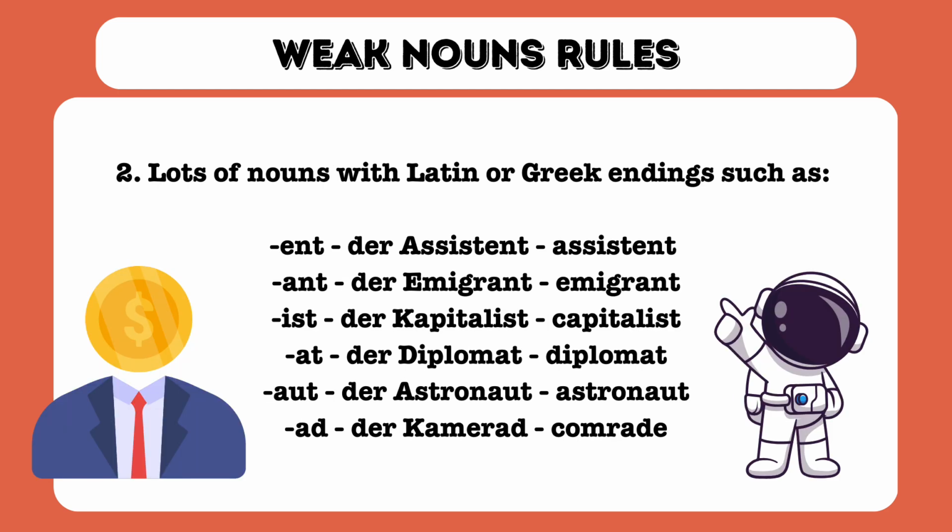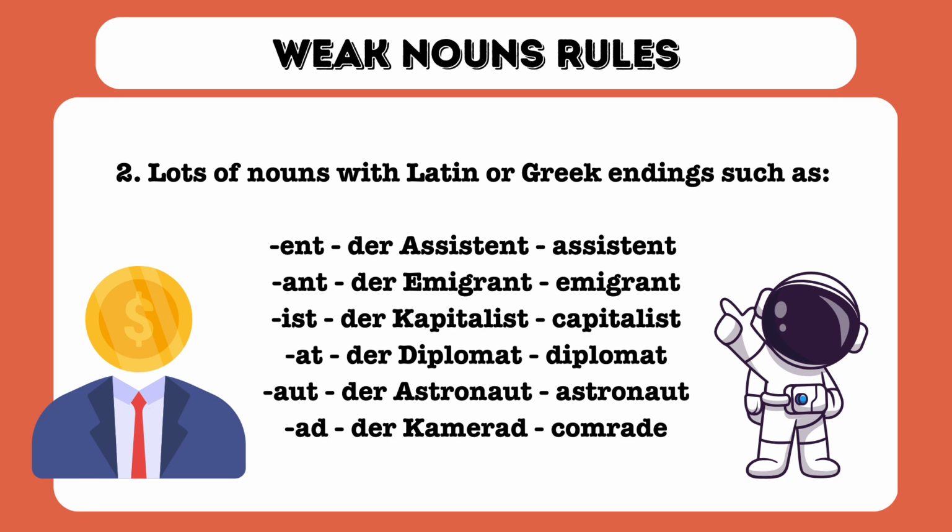There are also lots of nouns that have Latin or Greek endings that would also fall into this category. This would include things like Assistent, which ends in ENT. That is, Assistent, in the accusative case, den Assistenten. Ant, which is very similar, such as Emigrant. Emigranten would be the accusative. Things that end in ist, such as Kapitalist. Kapitalisten for the accusative form.